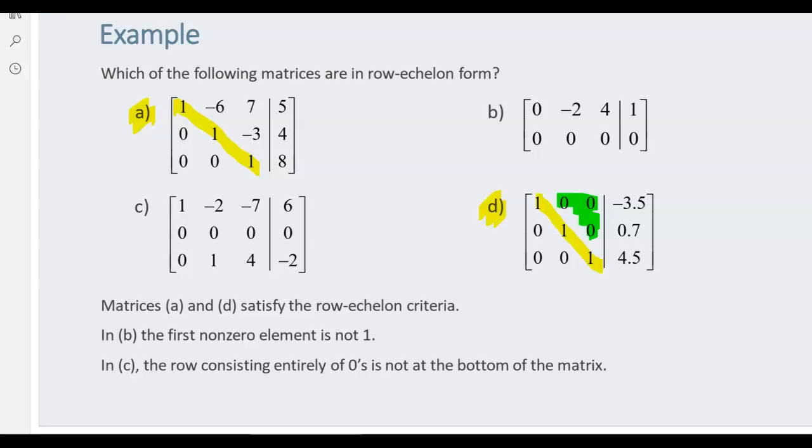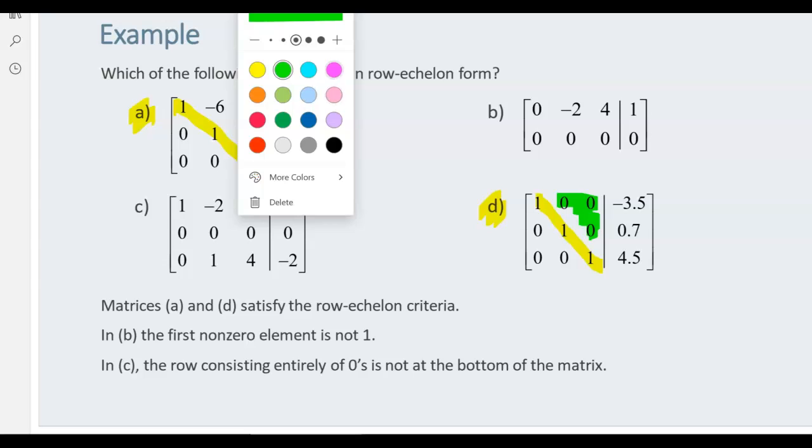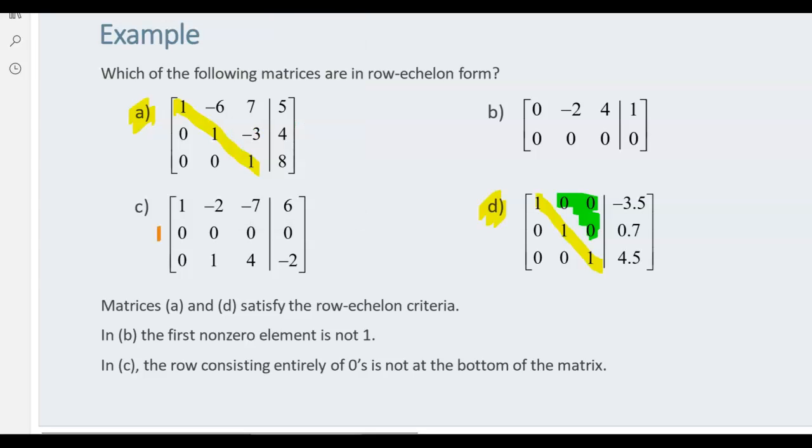Looking at matrix D, we don't have ones anywhere, so that's not meeting our criteria. And then for matrix C, we have this row of all zeros, and that actually is supposed to be all the way down at the bottom. Any kind of zeros should be down at the bottom. So in this case, it looks like these two rows should be interchanged.